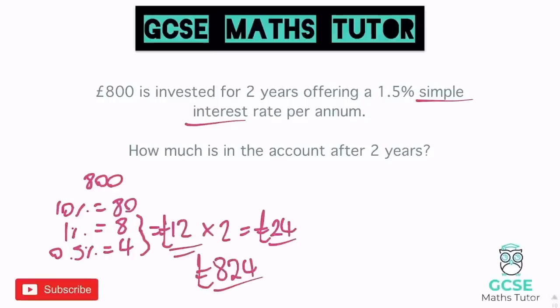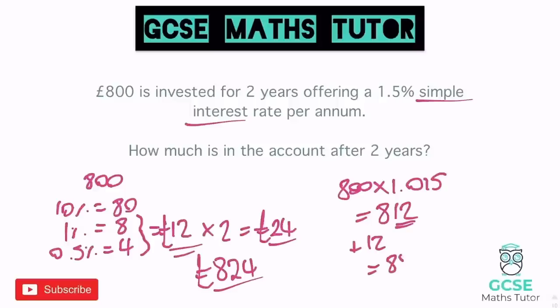Now if you've got a calculator here, you can always use your multiplier method. So we could do 800 and we could times it by 1.015 and that gives us the answer 812, telling us that in that first year we've earned £12 interest. So adding in another 12 would give us 824, the same answer. Okay, or you could times it by 0.015 and that would have just straight up given you the 12, and you can add that on for how many years for simple interest.